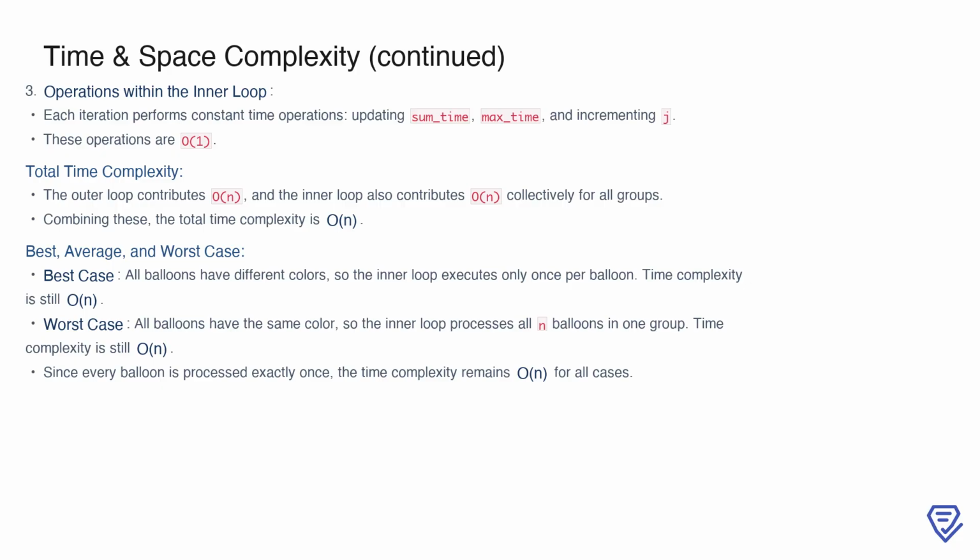In the best case, where all balloons have different colors, each balloon is processed once, and in the worst case, where all balloons share the same color, the entire string is considered as one group. Regardless of groupings, each balloon is visited exactly once, solidifying the time complexity as O(n) for all cases.